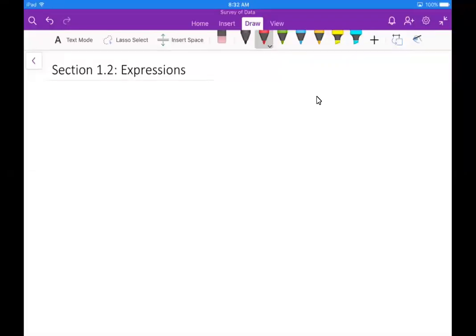All right, guys, we're ready for section 1.2 for survey of data. And this section is all about expressions. So we're first just going to start off by giving a definition to that word expression. So what exactly is it?